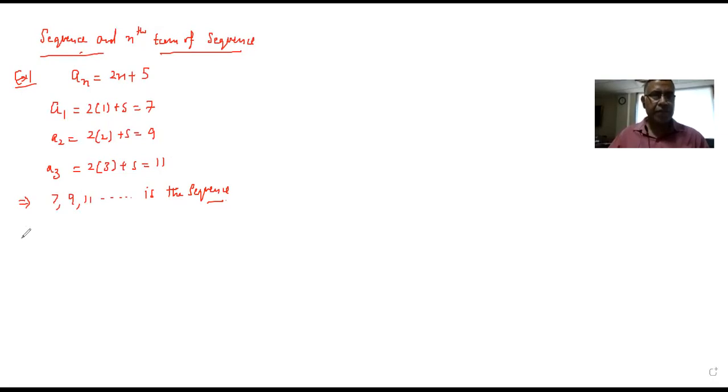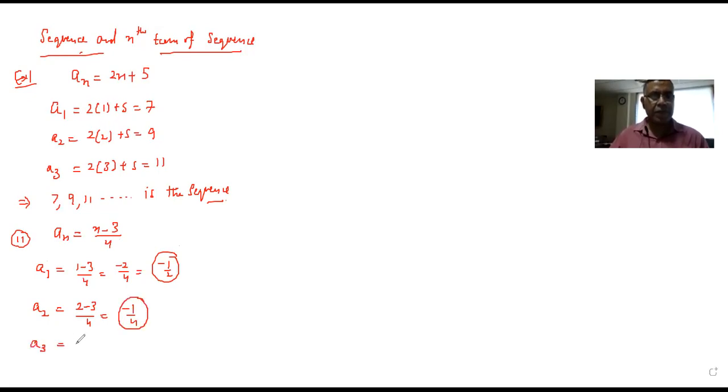If I go with the second part of this, he has given us that an is equal to the expression. The first term is 1 minus 3 upon 4, minus 1 by 2. The second is, the third is, which implies this is the sequence.